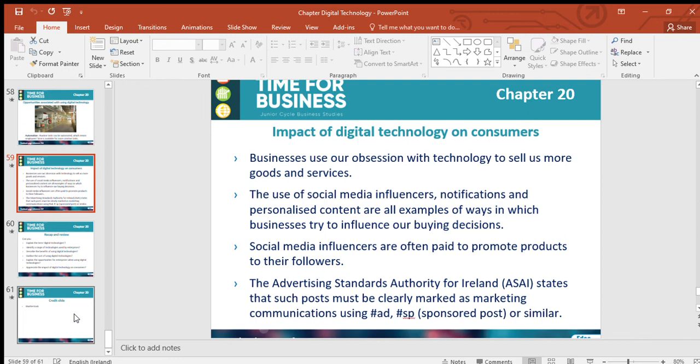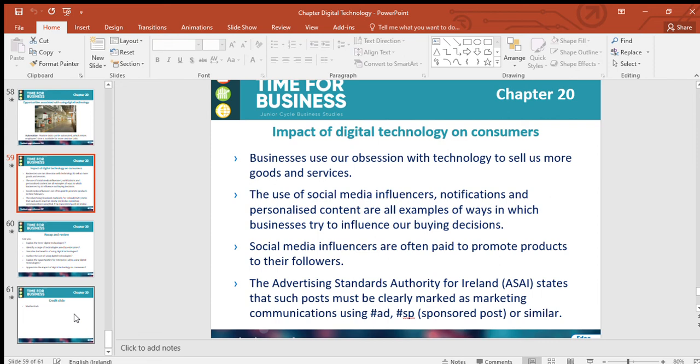Social media influencers are often paid to promote products because they have a big audience. And the Advertising Standards Board for Ireland, that's the last one, and it's quite important that you take that down. It states that such posts must be clearly marked as marketing communication using hashtag ad or sponsored post or similar, so that people can be aware that this person is being paid to say the things that they're saying.